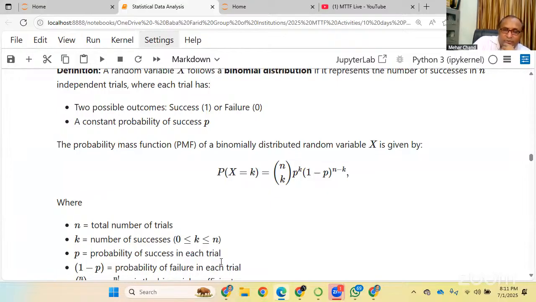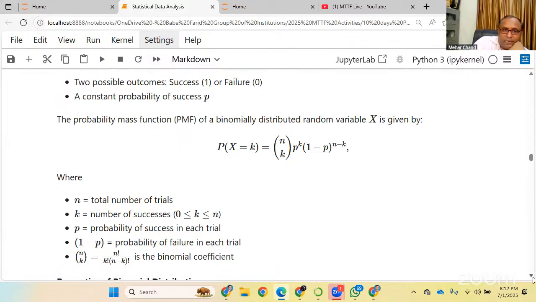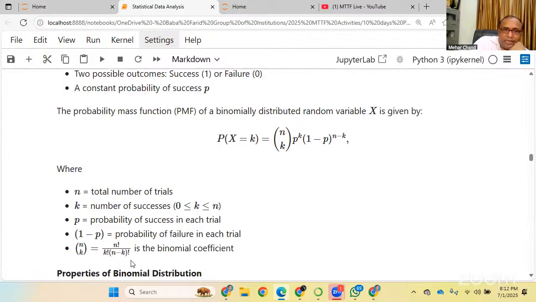Here p represents the probability of success in each trial, and 1 minus p is the probability of failure in each trial. And n choose k is n factorial upon k factorial times (n minus k) factorial, the binomial coefficient. So this is the entire function, and with the help of this we can calculate the binomial distribution.